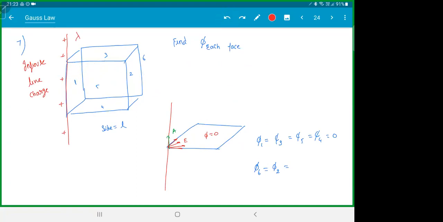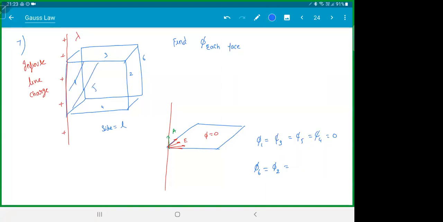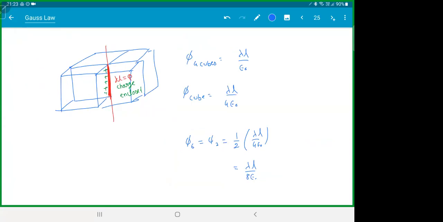So whatever lines are passing, why is the flux through face 5 zero? Because 5 is touching, right? 5 is this guy, 5 is this space. It is touching the line charge. All clear with this? Good one. Actually, you could have guessed it like this also.